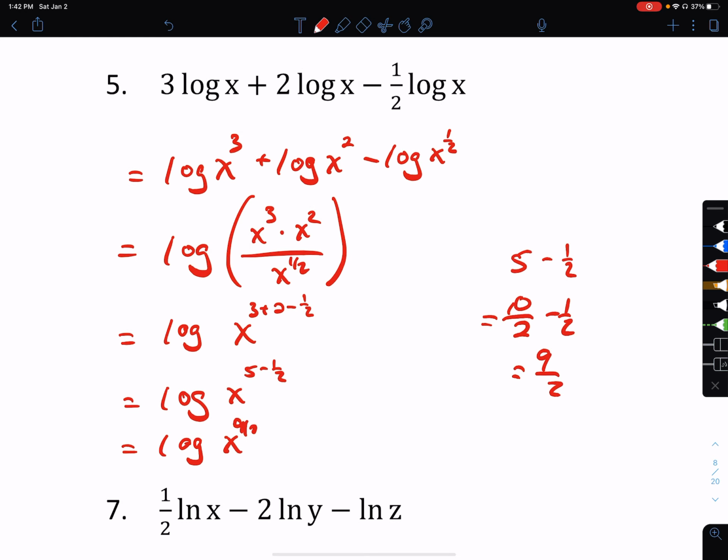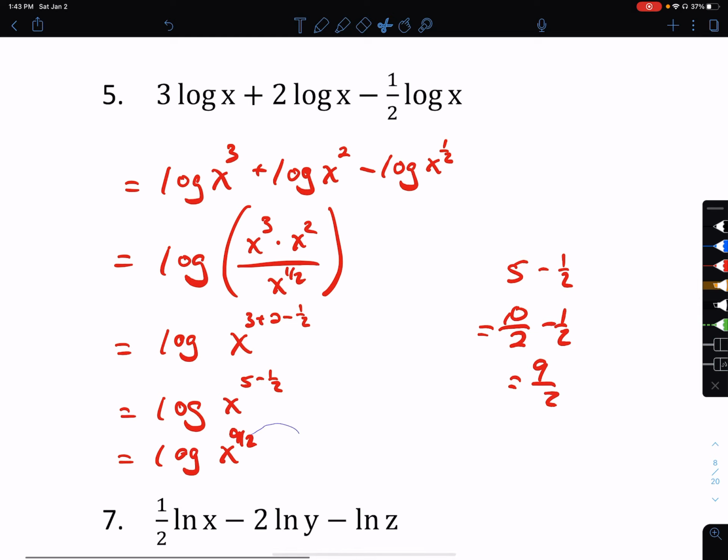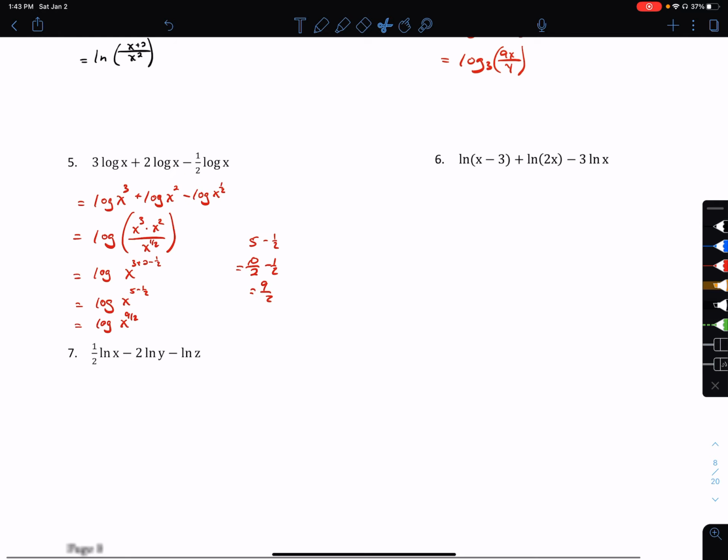Handwriting is especially not good today. There we go. Make sure your log is one word, not several.